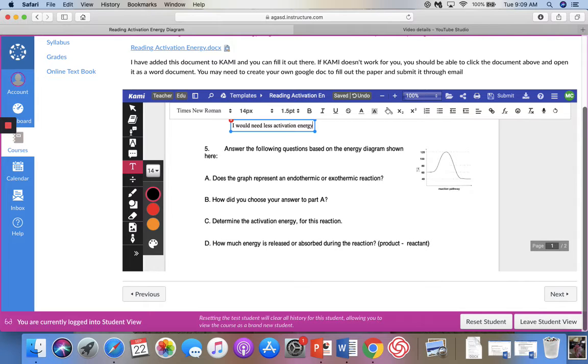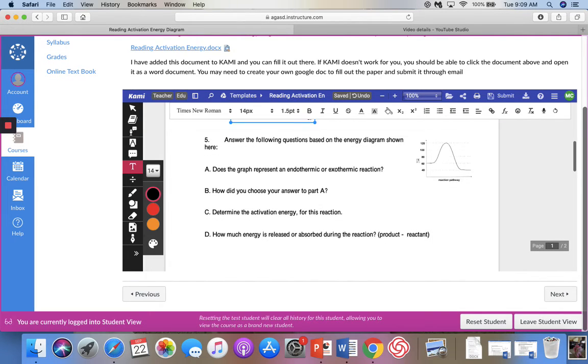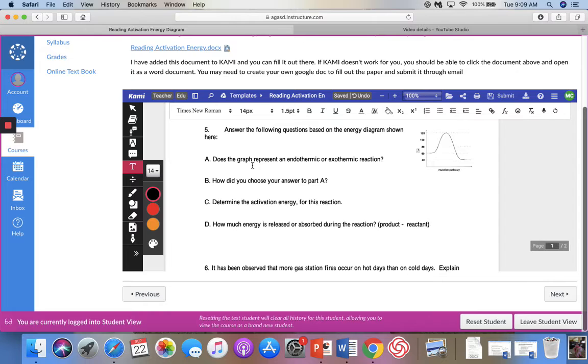Answer the following questions based on the energy diagram here. Does the graph represent endothermic or exothermic? So here's my reactants and here's my products. My products are definitely below my reactants, so that means that this reaction here would be exothermic. Now how did I choose that answer? Well, I saw that the products were below the reactants.